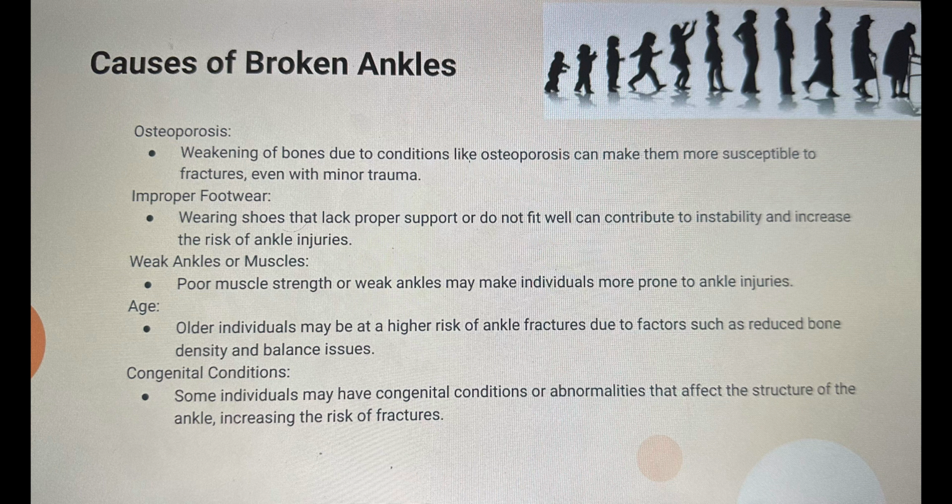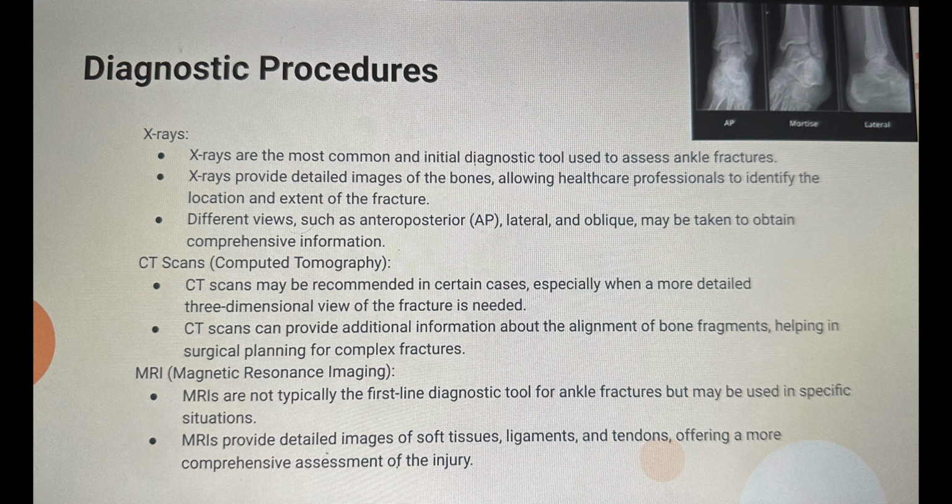conditions. So some individuals may have congenital conditions or abnormalities that affect the structure of the ankle, increasing the risk of fractures. Then the diagnostic procedures for the broken ankle, you can have your x-rays. So x-ray is the most common and initial diagnostic tool used to assess ankle fractures. X-rays provide detailed images of the bone, allowing healthcare professionals to identify the location and extent of the fracture. Different views such as anteroposterior, lateral, and oblique may be taken to obtain comprehensive information.